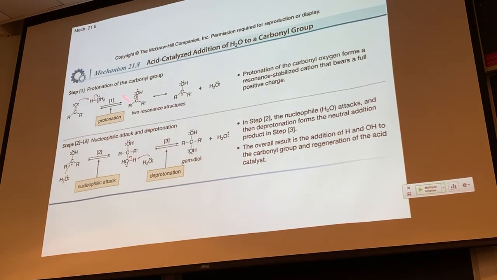We could have the water attack either of these resonance structures. It doesn't matter. I tend to like to use the major contributor. The book here is showing us attacking the minor contributor. Either way, you get to the same intermediate, which you now have to have a third step to deprotonate, getting our product and regenerating the acid catalyst. Okay? Any questions about that mechanism?